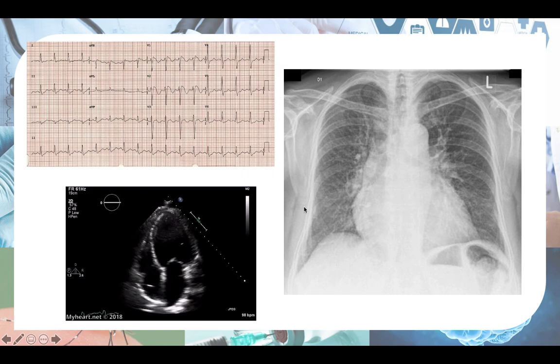So in heart failure, you can see a few typical features. You can remember it through the mnemonic A, B, C, D, E. So A stands for alveolar edema. Alveolar edema is sometimes called bat wings.